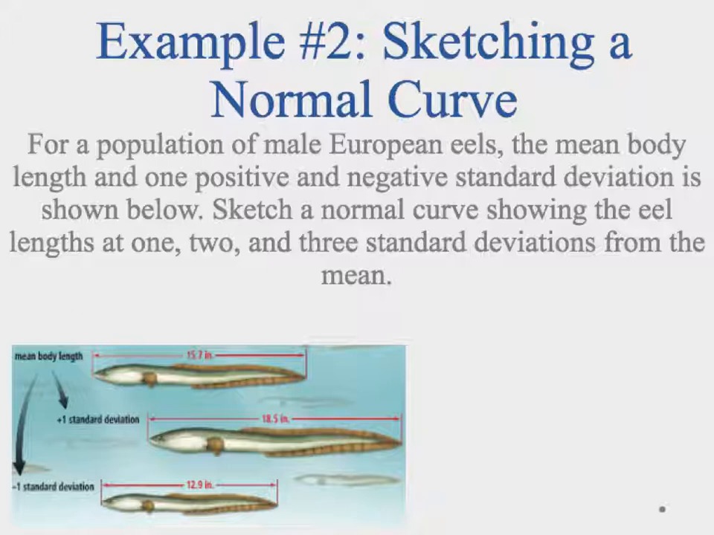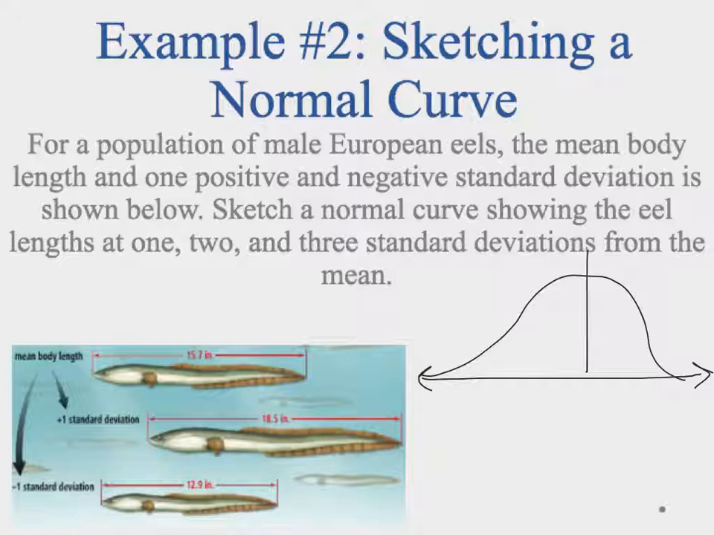So if we have a bell curve, or we have a number line first, the mean body length is 15.7. So let's go ahead and first sketch this out and say that the mean is 15.7. So X bar equals 15.7. And so within one standard deviation, they've already shown us what that is, and within one standard deviation we get 18.5. So about here and here we get 18.5. For the first standard deviation, when it's positive, and when it's negative we get 12.9.